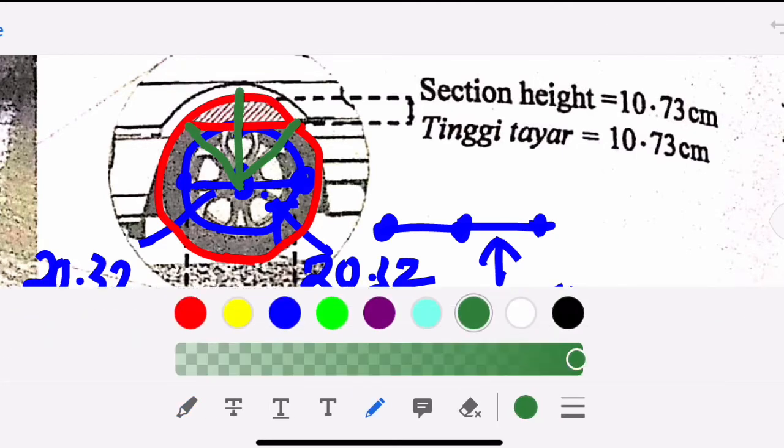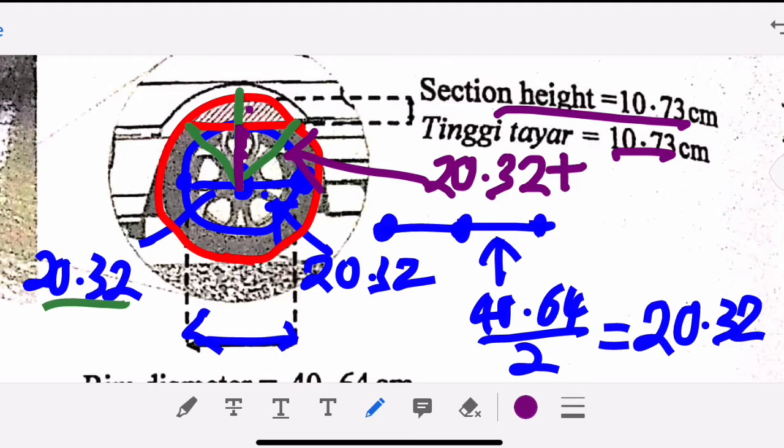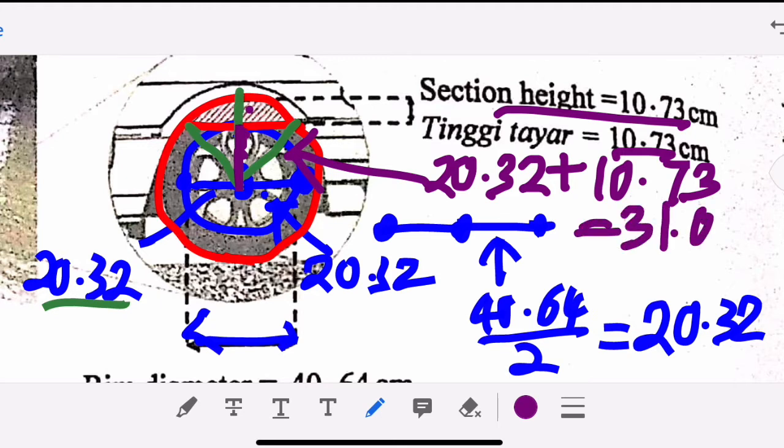This part I'm going to highlight using purple color. This is 20.32, and then the upper one is 10.73. So that means the radius for the bigger circle is 20.32 plus 10.73, which is 31.05. So if you add, it is 31.05 for the radius of the bigger circle.